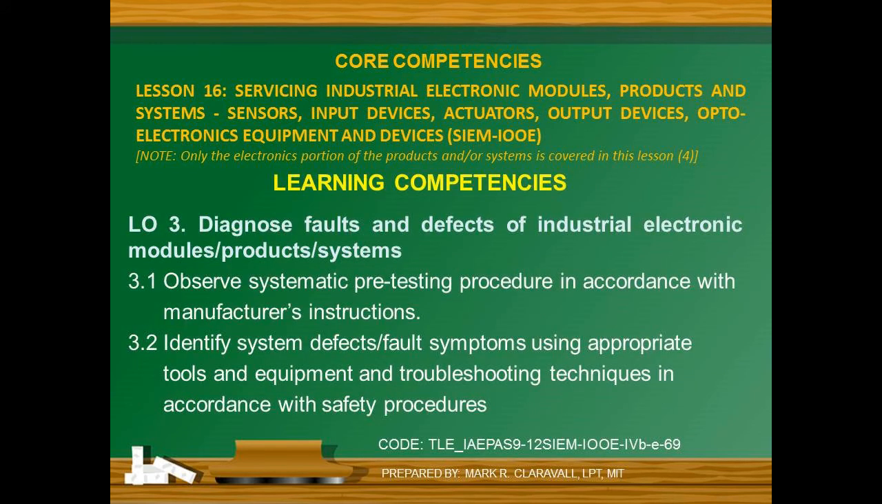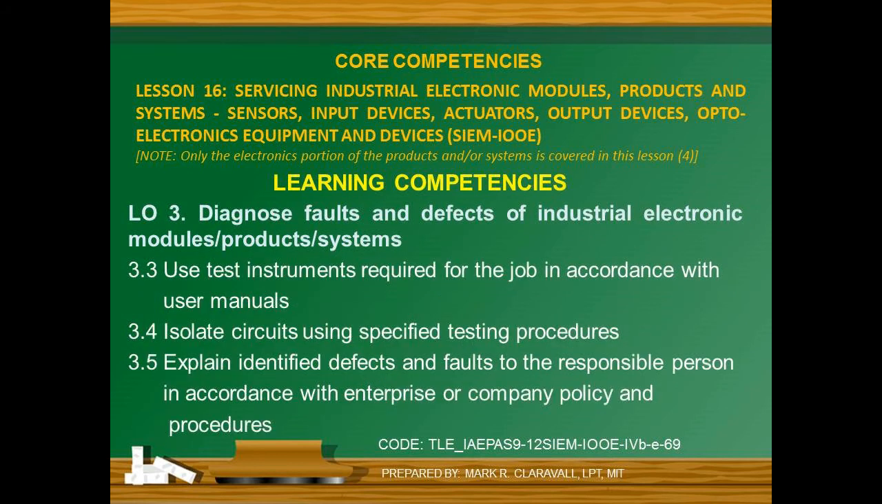Learning competencies. Learning outcome number 3, diagnose faults and defects of industrial electronic modules/products/systems. Learning outcome number 3.1, observe systematic pre-testing procedure in accordance with manufacturer's instructions. Learning outcome number 3.2, identify system defects, fault symptoms using appropriate tools and equipment and troubleshooting techniques in accordance with safety procedures. Learning outcome number 3.3, use test instruments required for the job in accordance with user manuals.